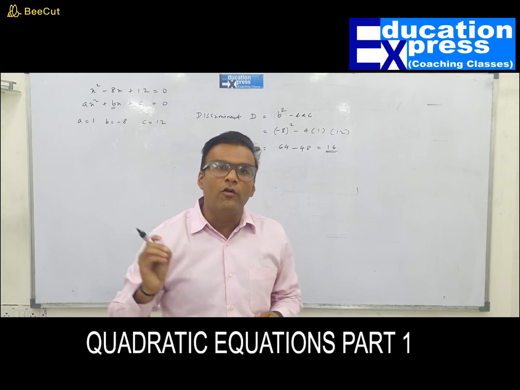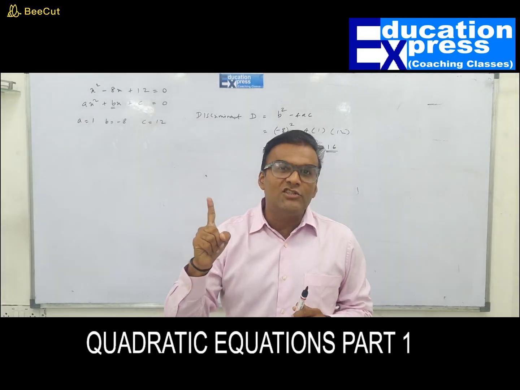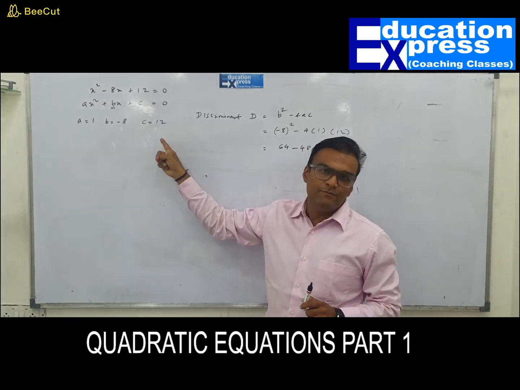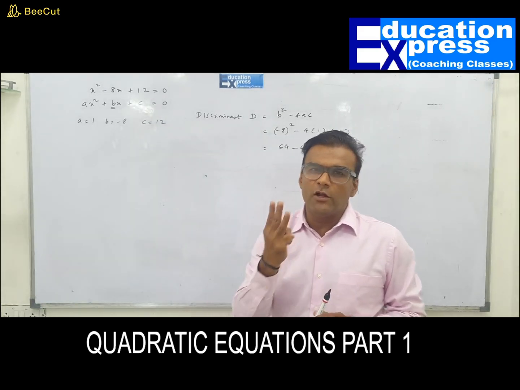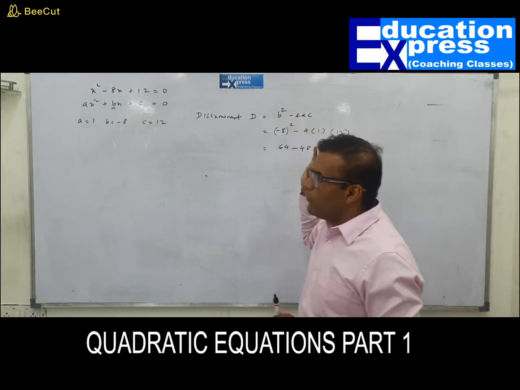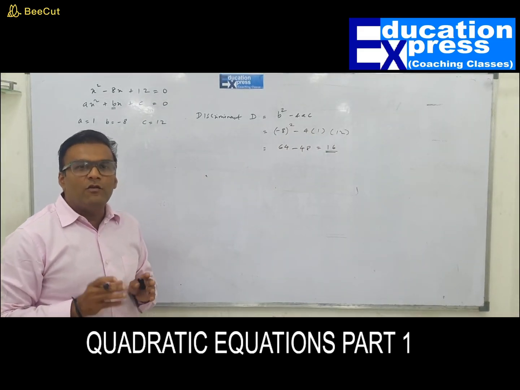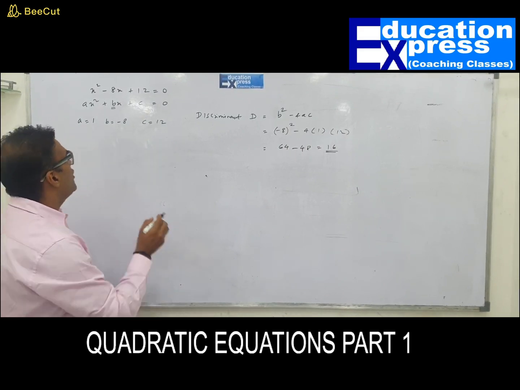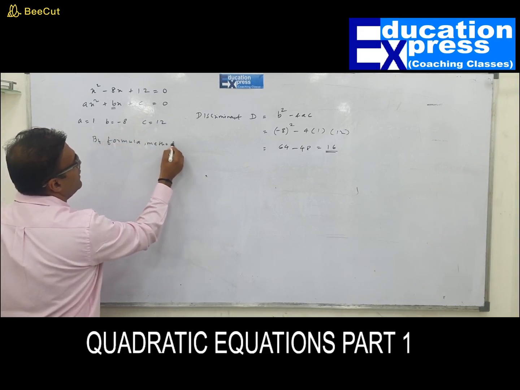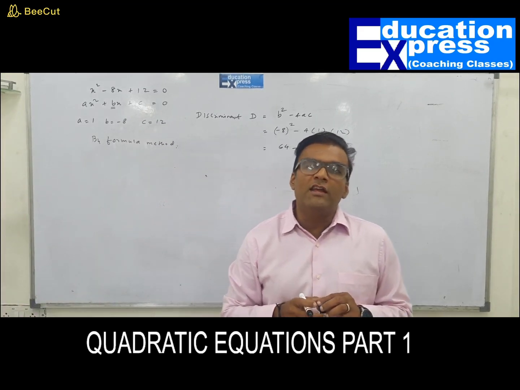To solve a quadratic equation with the formula method: step number 1, take the equation and adjust it into its standard form. Step number 2, find the respective values of a, b and c. Step number 3, find the discriminant, denoted by capital D, which is b squared minus 4ac. Once you find these requisites, I feel 50% of the job is done. Then we use the formula method. What is the objective? The sole objective is to find the roots of the quadratic equation.